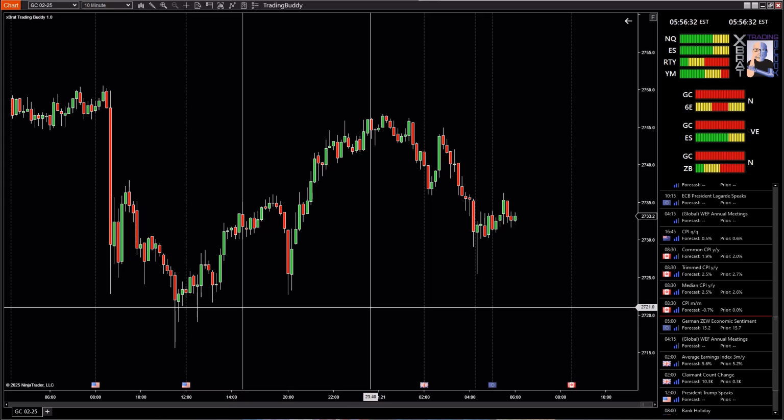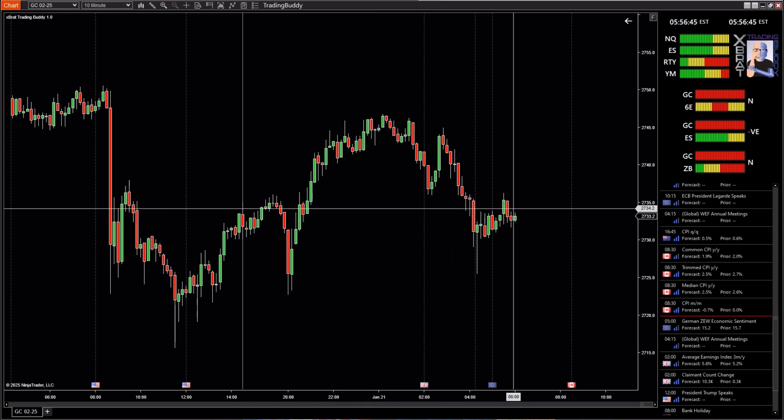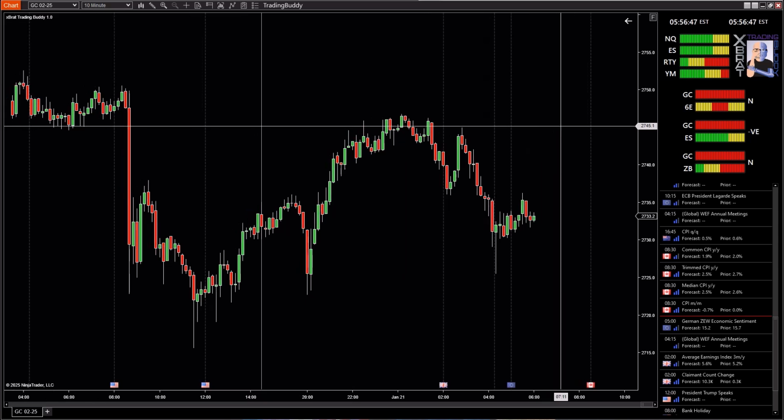There are always, most likely, reactions to economic data. This is gold, for example. It's good to have that on your chart so you can plan to either trade it or get out of a trade and take away the risk.